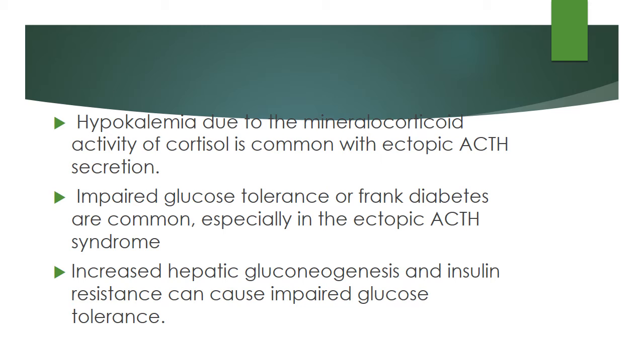Impaired glucose tolerance or frank diabetes are common, especially in the ectopic ACTH syndrome. Increased hepatic gluconeogenesis and insulin resistance can cause impaired glucose tolerance, and overt diabetes mellitus.